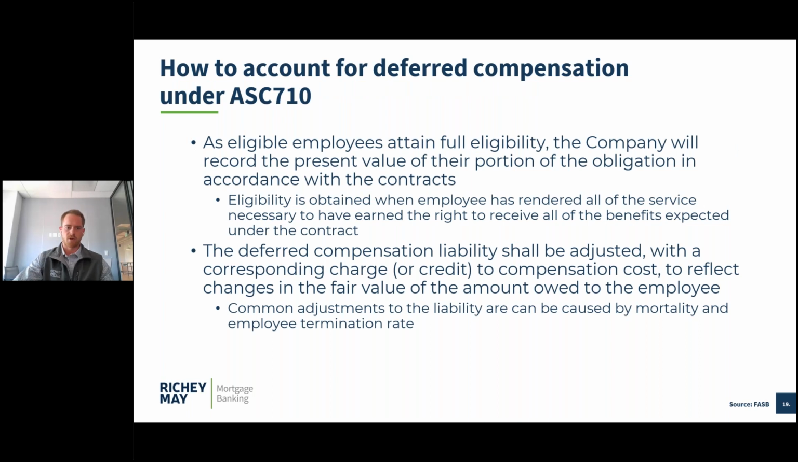So how to account for deferred compensation under ASC 710. As eligible employees attain full eligibility, the company will record the present value of their portion of the obligation in accordance with the contracts. The eligibility is going to be attained when the employee has rendered all of the service obligations necessary to receive the benefits stated per the contract. And then going down to our next point, the deferred compensation liability shall be adjusted with a corresponding charge to compensation cost to reflect changes in fair value of the amount owed to the employee. And the common adjustments that we see to this liability are caused by mortality or employee termination rate typically.